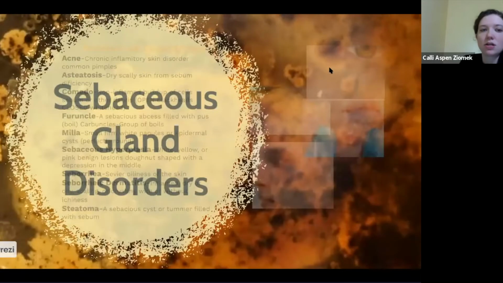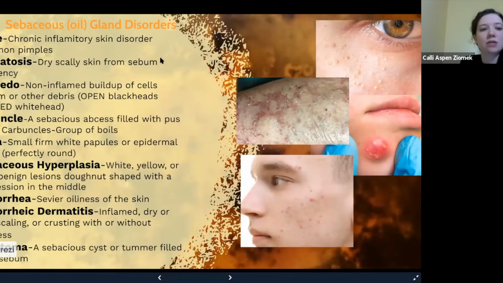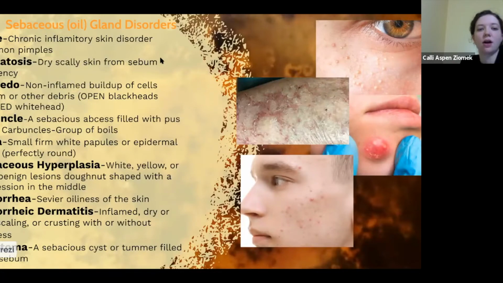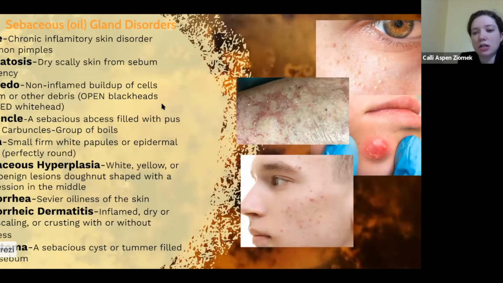With your sebaceous gland, these will be your oil glands. You have acne, which is a chronic inflammation of the skin disorder, and it is commonly known with pimples. Acne is caused by a number of reasons. It doesn't mean that your client is dirty, or that they have too much oil on their face. It just means that the oil that is naturally in their face and is healthy to be there, because that is what keeps your skin supple, is being trapped in their skin for some reason. That is what's causing the acne.